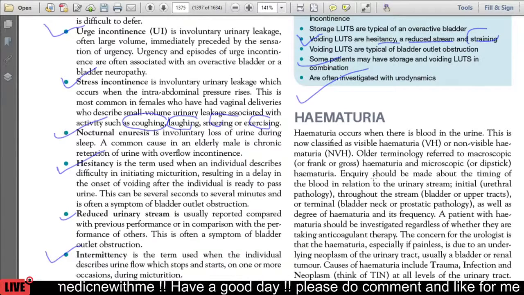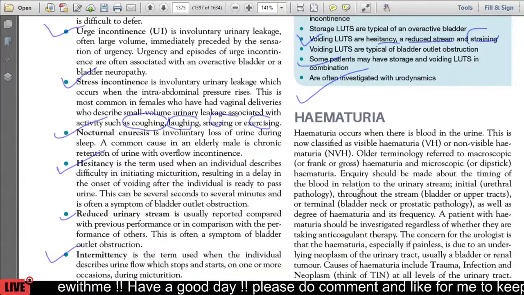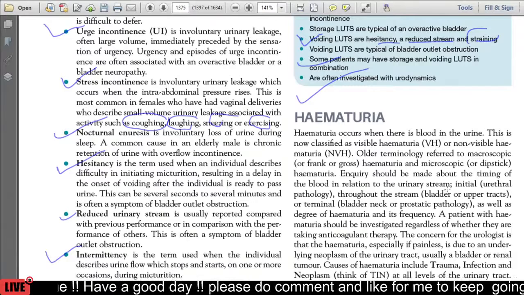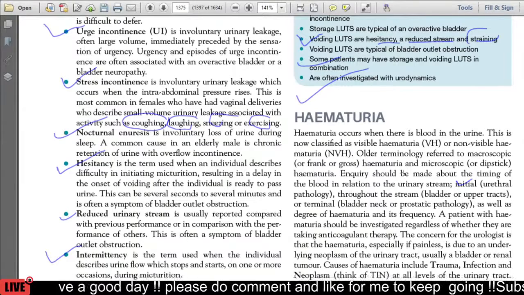Inquiry should be made about the timing of the bleeding in relation to the urinary stream. Initial bleeding suggests pathology related to the start of the stream.